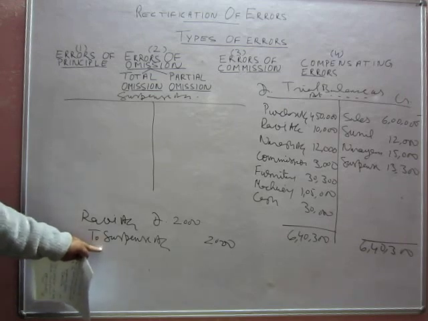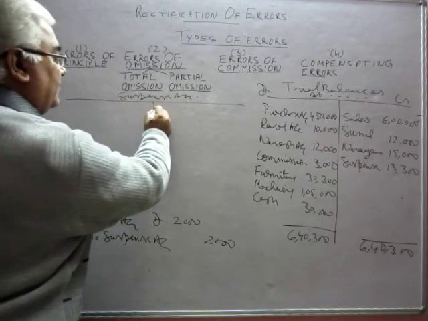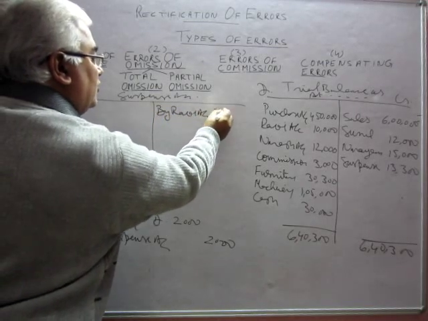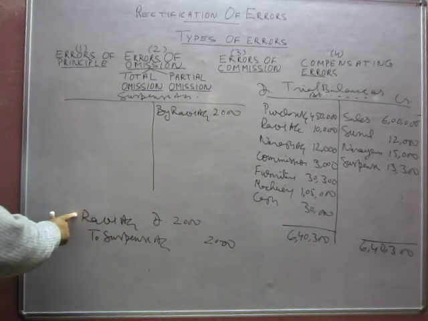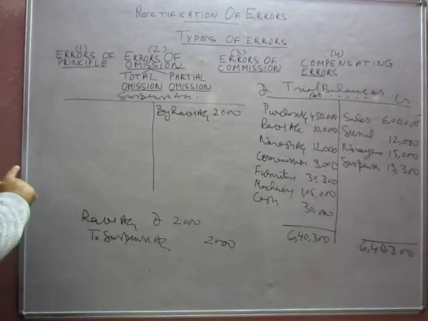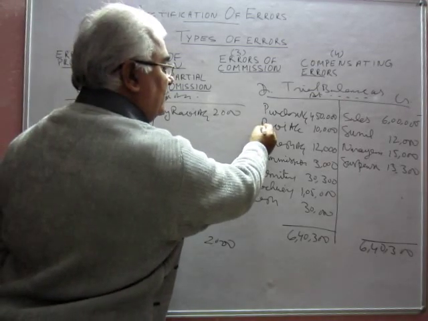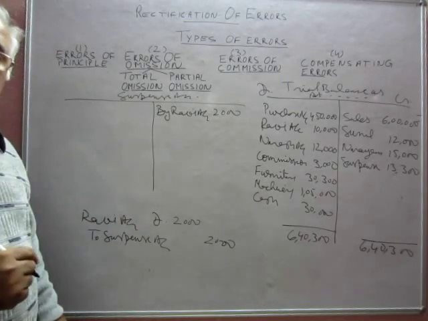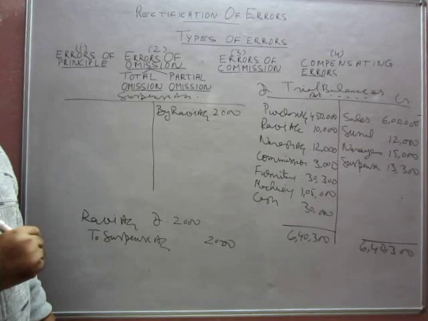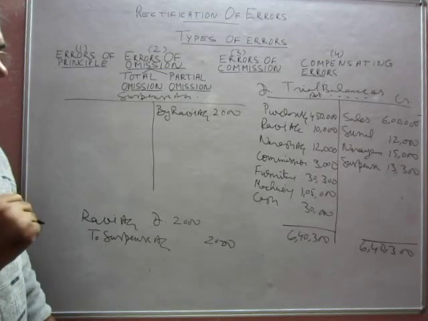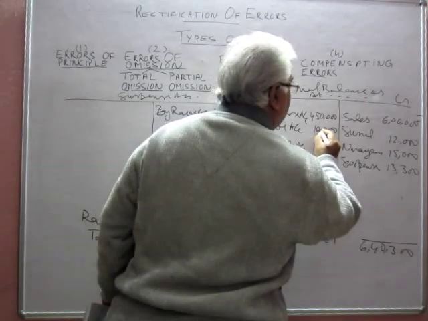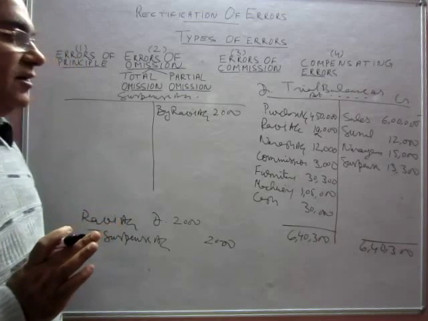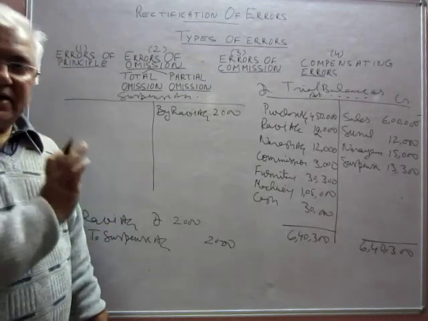Now suspense account is being credited, so we'll write by Ravi account 2000. Then Ravi's account will be debited by 2000. In this trial balance, Ravi's account has a debit balance of 10,000. With a further debit of 2000, his debit balance will become 12,000. We'll go for totaling later on. This was our first mistake which we have rectified.